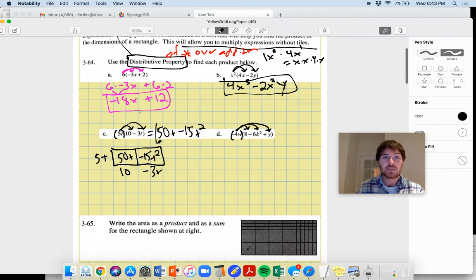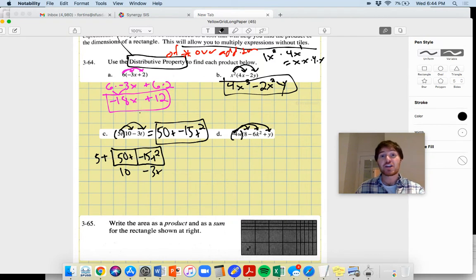That wouldn't actually be in the preferred order of a sum for a polynomial, because you want your lead term, your first term here, to have the highest exponent. So technically I should have written negative 15t squared plus 50t. If you watched my video last time, you maybe got that here.